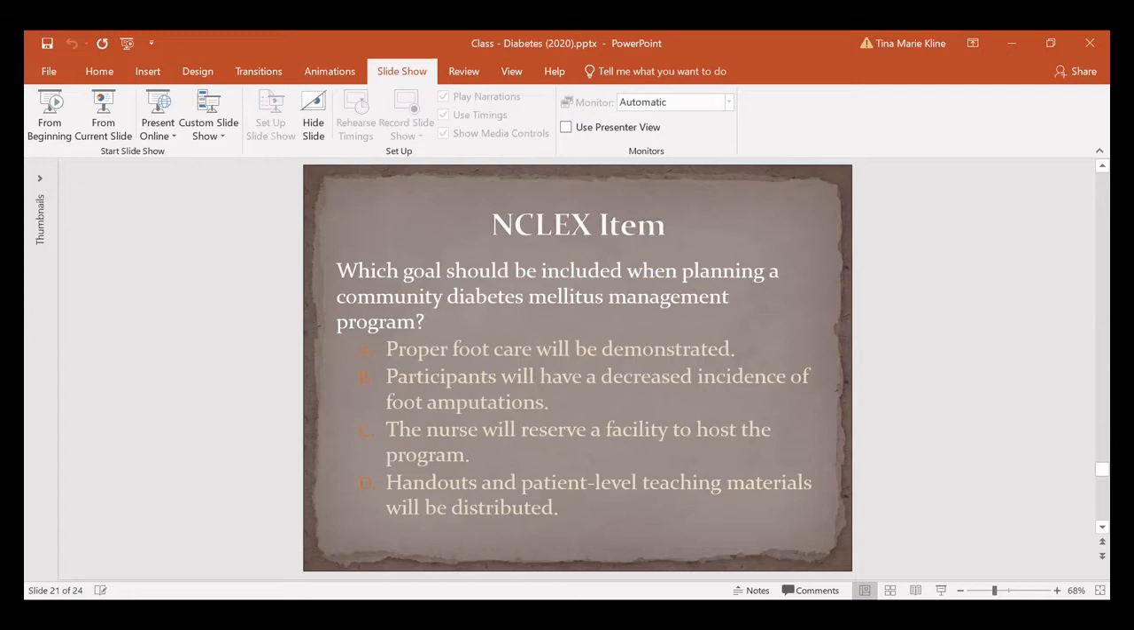So when you're looking at those, which one is a goal? Remember, goals need to be specific, measurable, and they should have a time frame, which it's not in here, but it would be at the end of the teaching and following them long term. So your correct answer is going to be B.